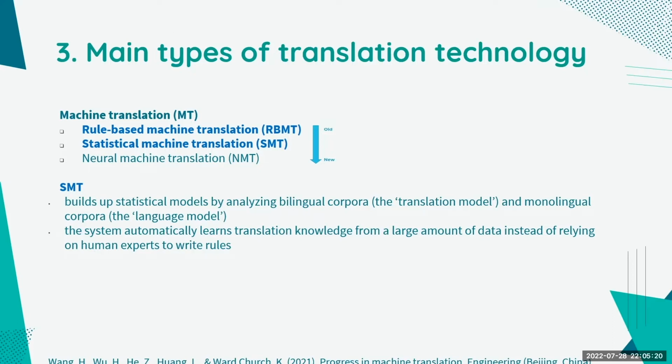SMT builds up statistical models by analyzing bilingual corpora, which we call the translation model, and monolingual corpora, which we call the language model. The system automatically learns translation knowledge from a large amount of data instead of relying on human experts to write rules.